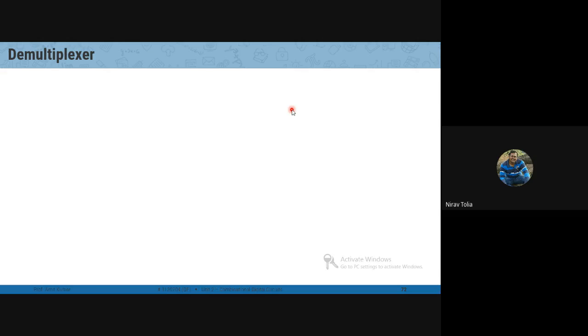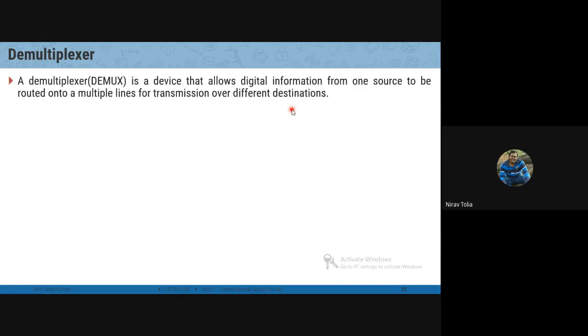We have only a single input and n numbers of output connected to the demux. So the multiplexer is also known as M cross 1, but the demultiplexer is also known as 1 cross N, or you can say 1 cross M. Instead of data selector, the demultiplexer is known as the data distributor. Now, what is demux?